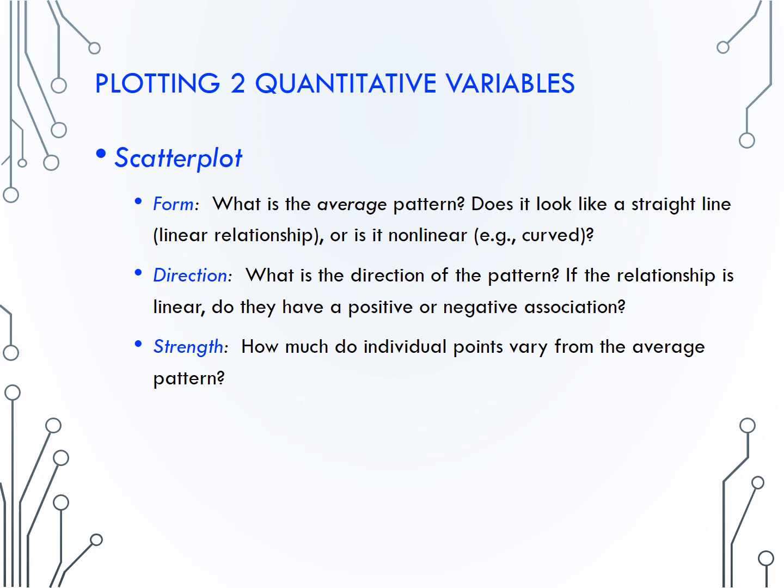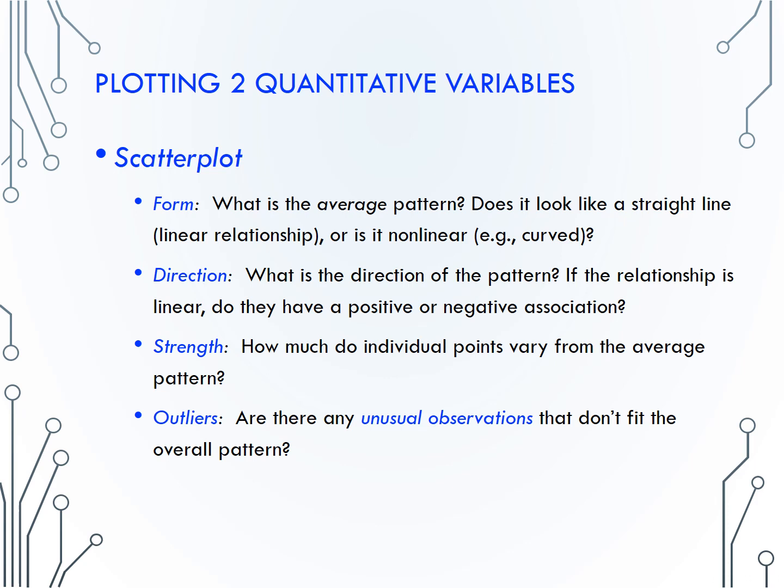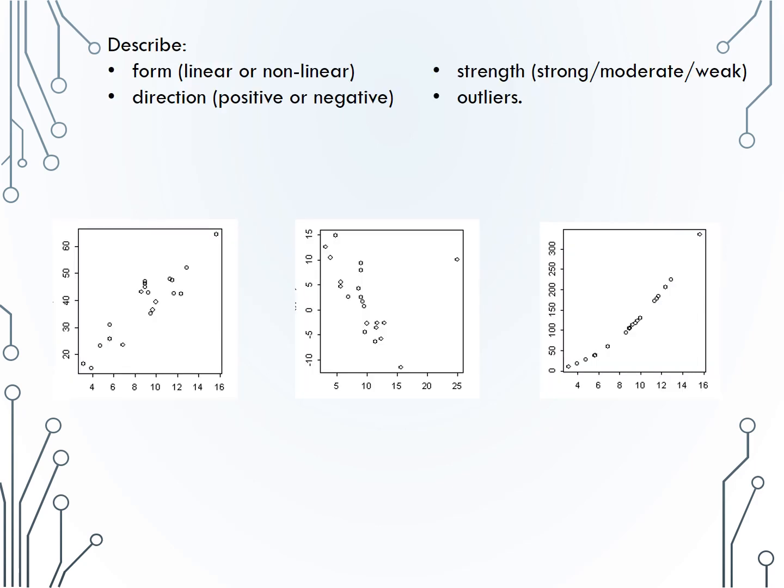Third, we'll discuss the strength of the relationship, or how clear is the pattern? How much do the individual points vary from the average pattern? And fourth, are there any outliers or unusual observations that do not seem to fit the overall pattern? For each of the following scatter plots, describe the form, direction, strength, and whether there are any outliers. Pause the video, then play for the solutions.